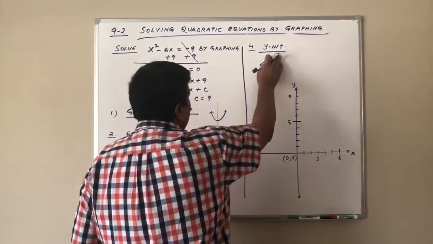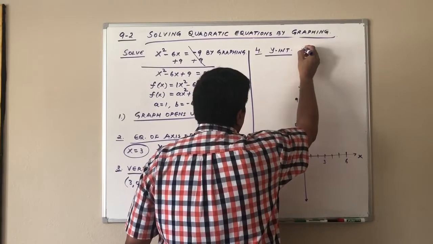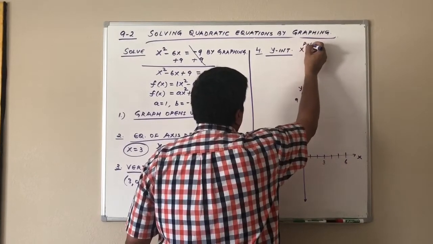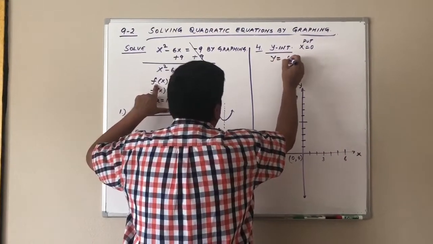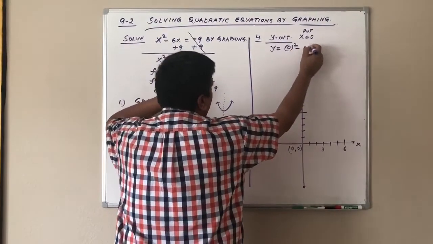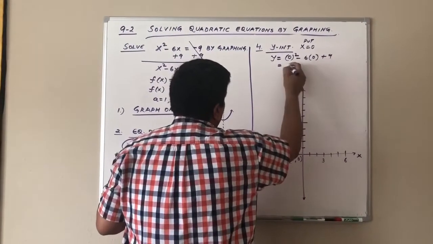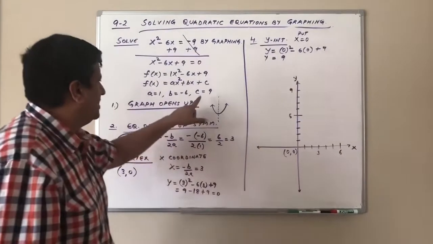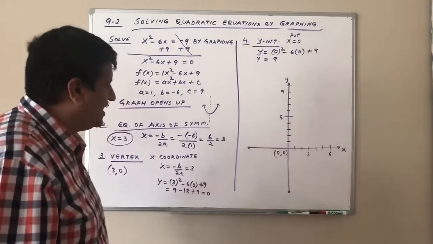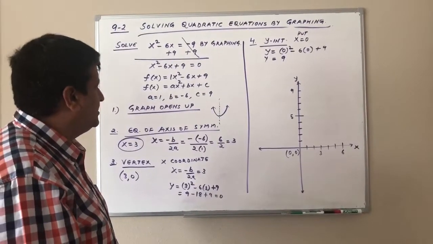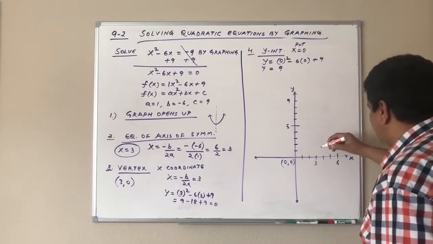We also would like to find out the y-intercept for this function. At the y-intercept, x equals 0. So put x equals 0 in this function. As you can see, 0 squared is 0, minus 0, plus 9. Basically, the y-intercept is whatever the value of c is in this function. So let's start plotting this graph, and if we need more points, we're going to create a table.